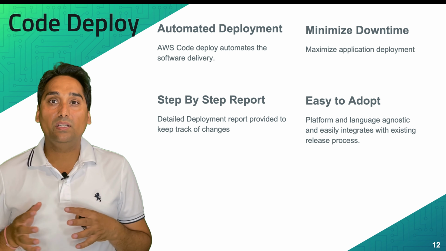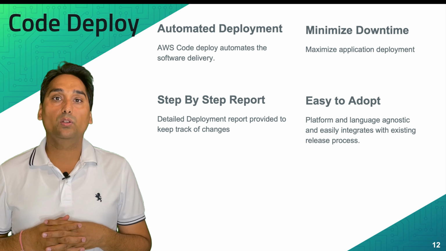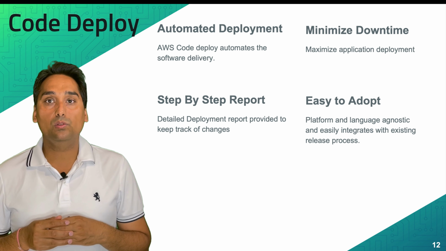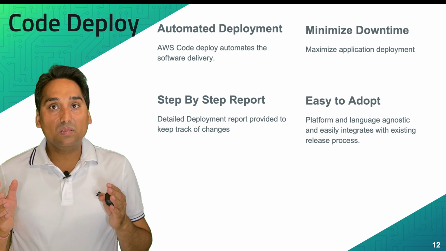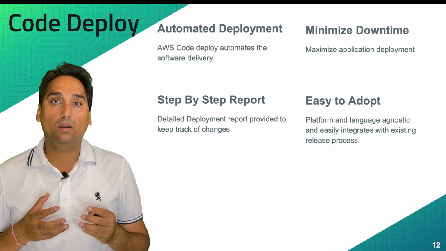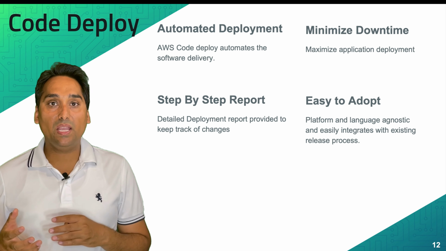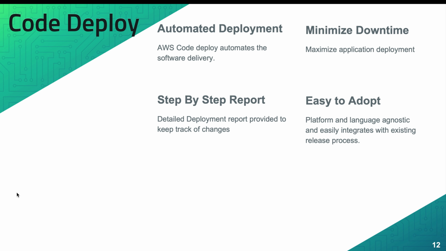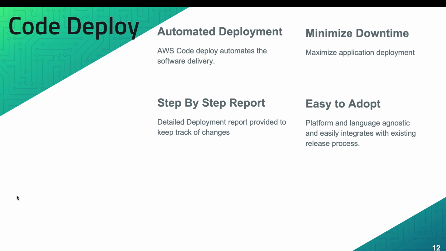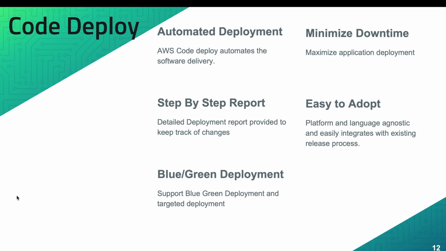Code Deploy can also integrate with your existing software release process or continuous delivery toolchains. It is easily integrated with CodePipeline, GitHub, Jenkins. So AWS Code Deploy supports blue-green deployment and targeted deployment. So you can target only a certain number of instances where you want to deploy, or you can select blue-green deployment where a certain set of AWS services can be deployed at once.